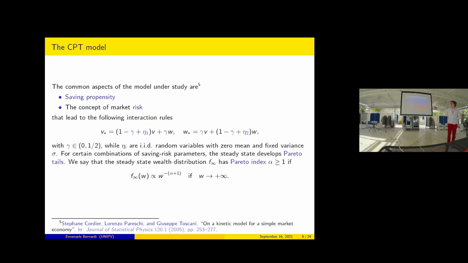What is interesting is that for certain combinations of gamma, that is the saving propensity parameter, and sigma, the steady state that we want to obtain will develop Pareto tails behavior, that is quite common for the wealth distribution in Western countries.